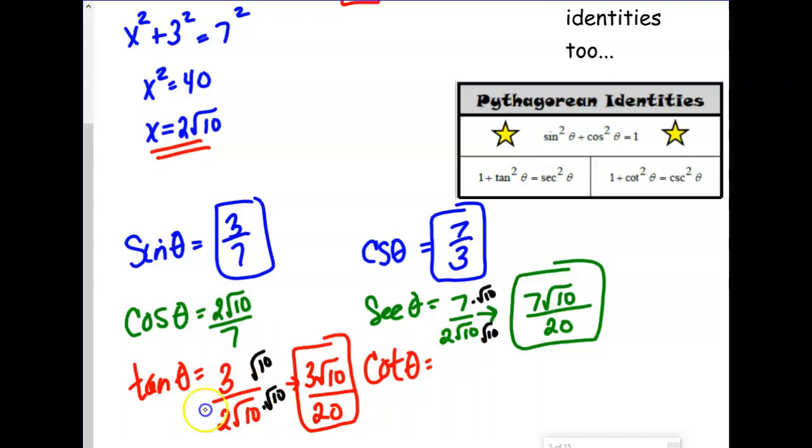Cotangent, I'm going to go back to this original version of tangent and just flip it around. So that's 2 square roots of 10 over 3. Whew, that's a good time.